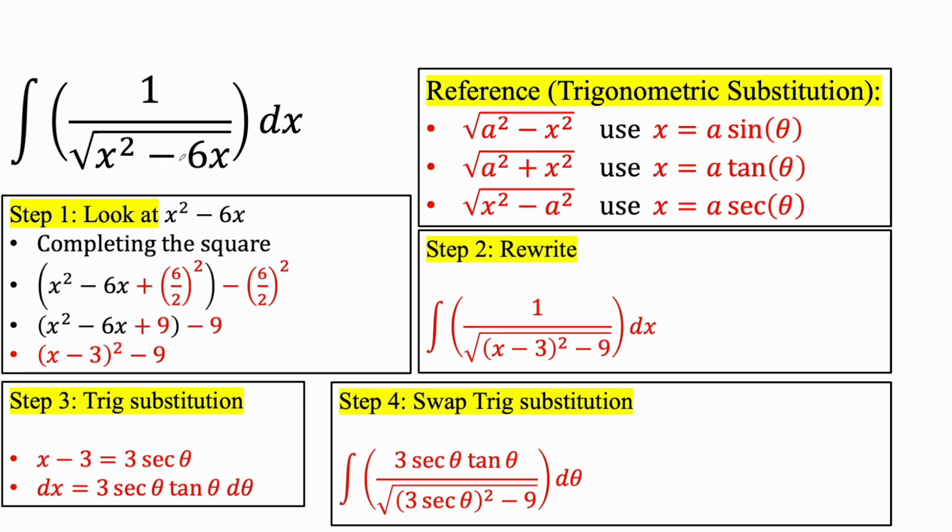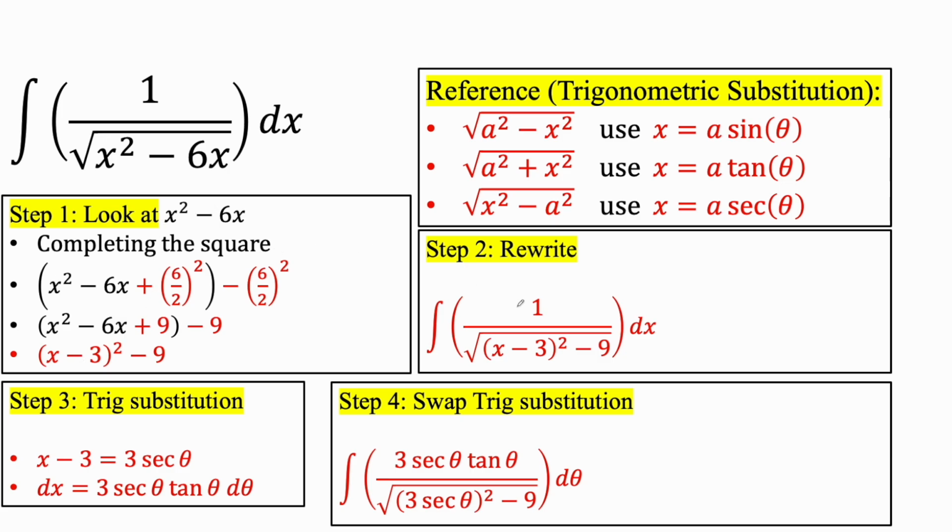So x squared minus 6x, I'm first going to do completing the square. So I take this piece, I divide it by 2, I square it. 6 divided by 2 is 3, 3 squared is 9. So I put a plus 9 here, then put a minus 9 here, so it balances out. So then I get parentheses x minus 3 squared minus 9. This right here is equivalent to this piece.